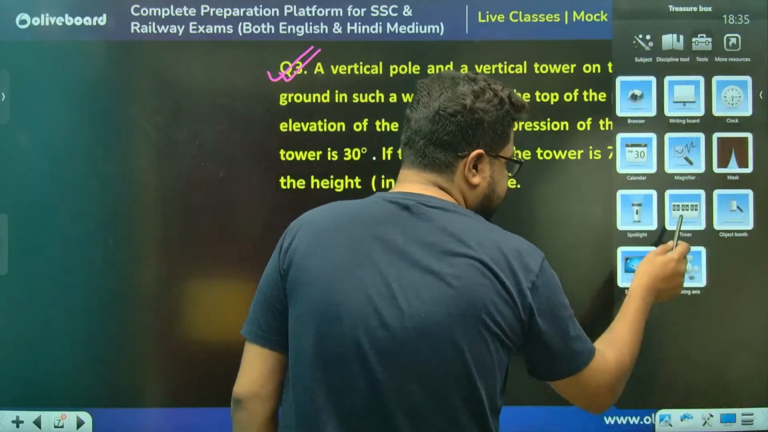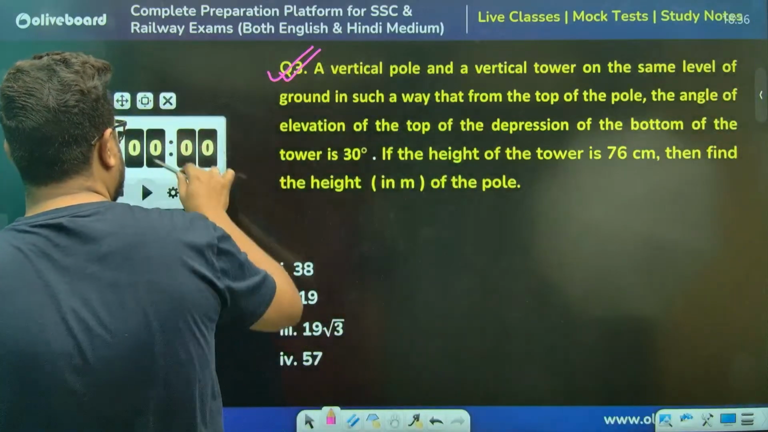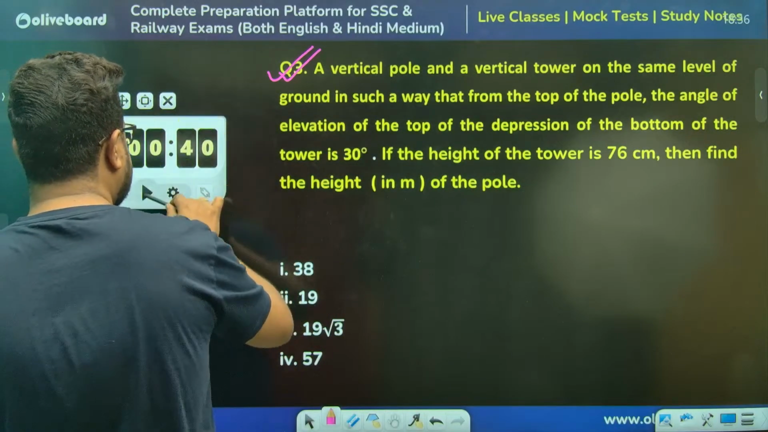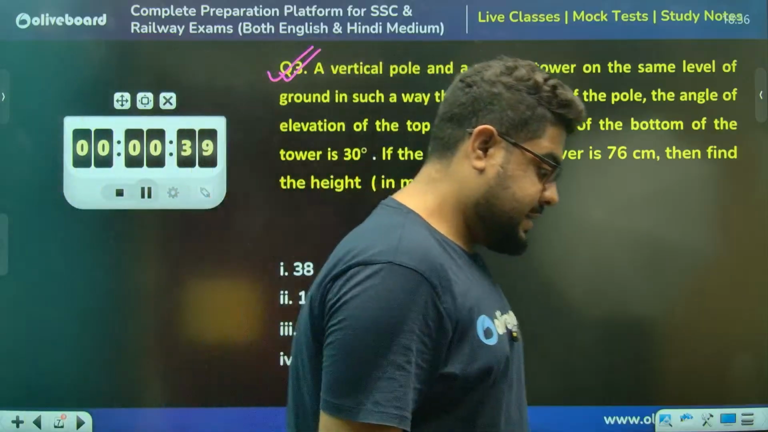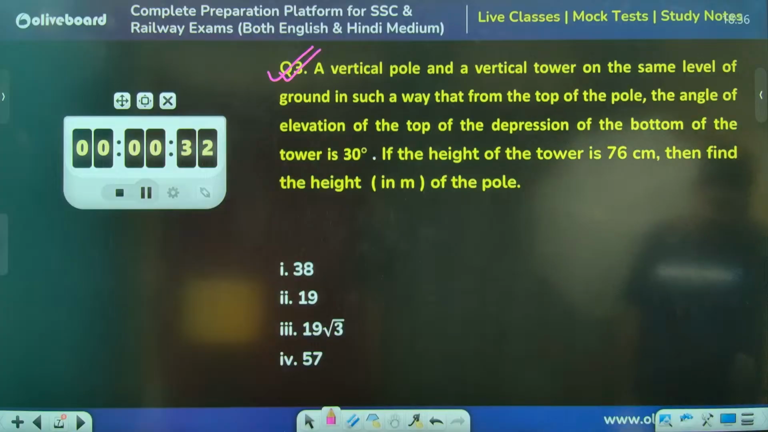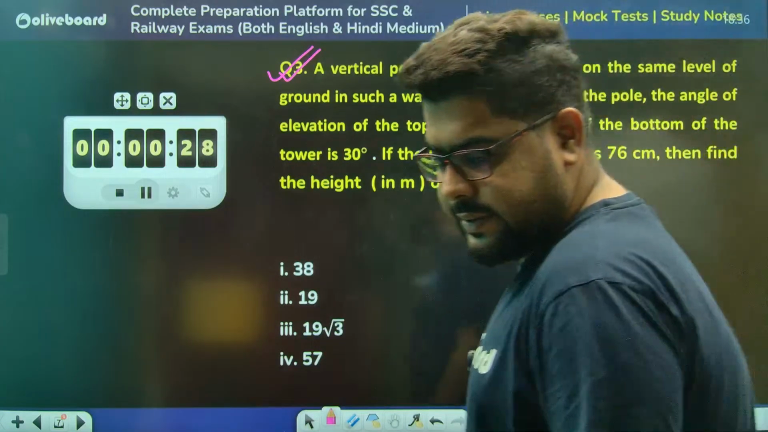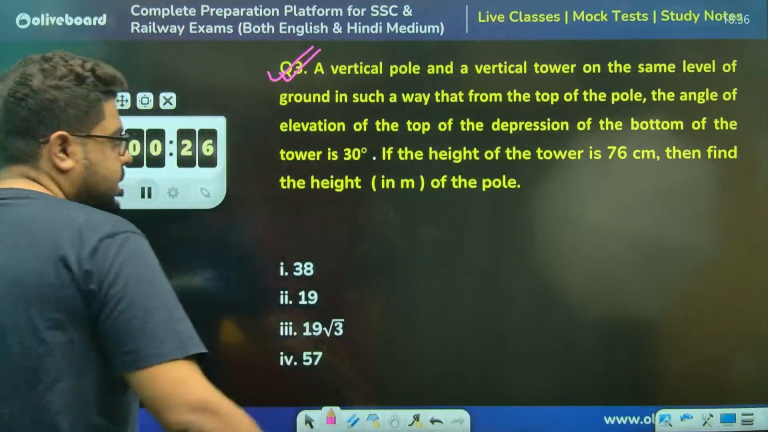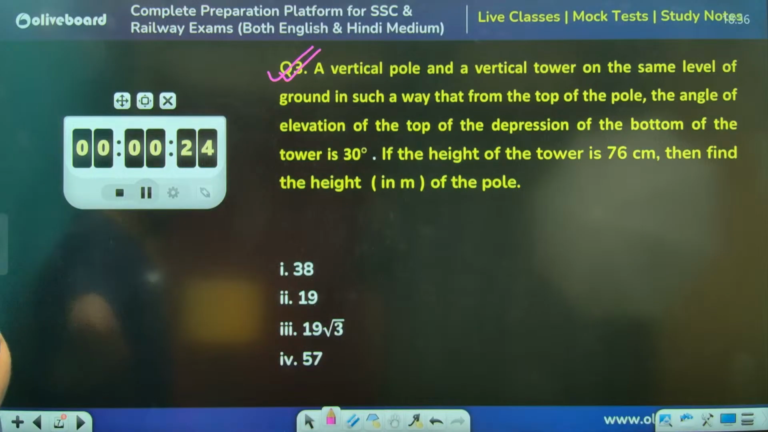A question from height and distance. 40 seconds, solve it quickly. I hope the previous questions are clear. Do this very quickly.